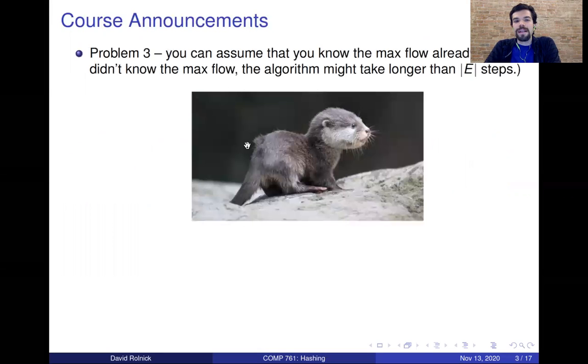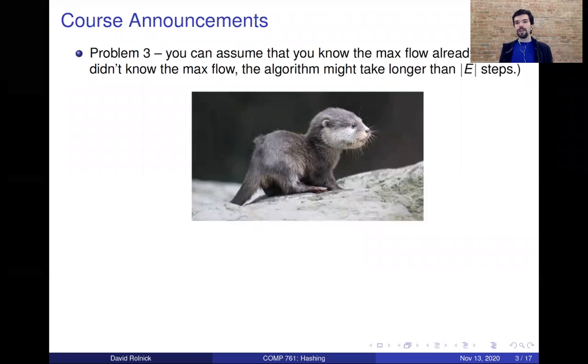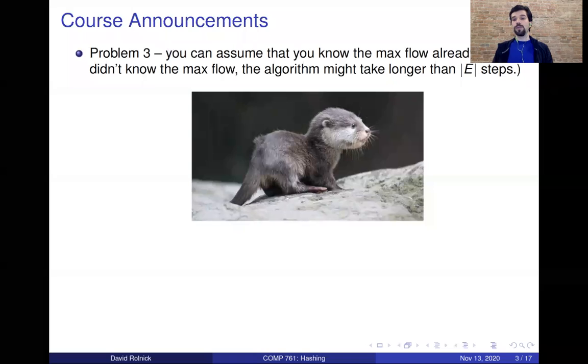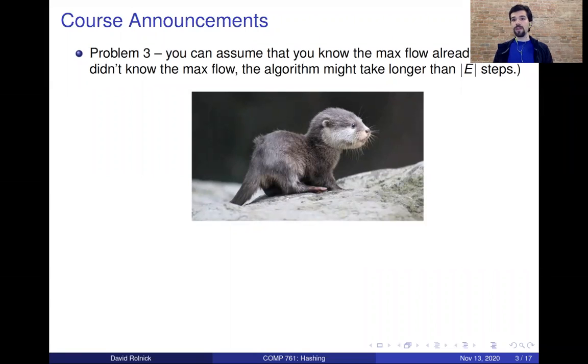So, course announcement. Problem 3, just a clarification that you can assume that you know the max flow already. This is not an algorithm for finding a new max flow that you don't know. This is, suppose that you were told what the max flow is, show that you could end up just taking order of number of edges steps in order to do the algorithm that we saw, the Ford-Fulkerson algorithm, if you knew exactly what augmenting paths to take.